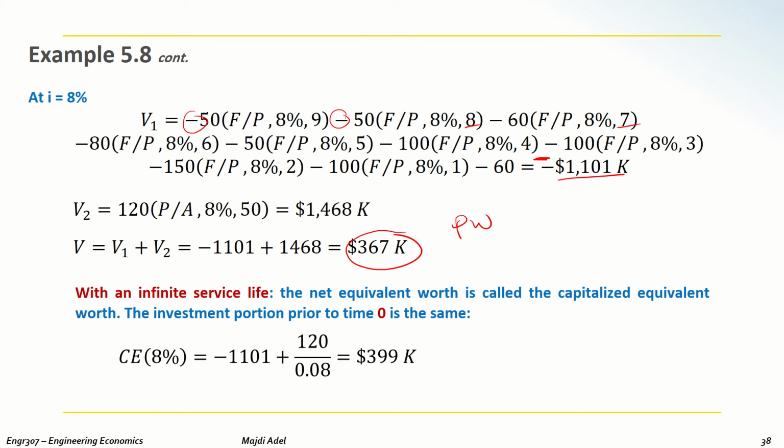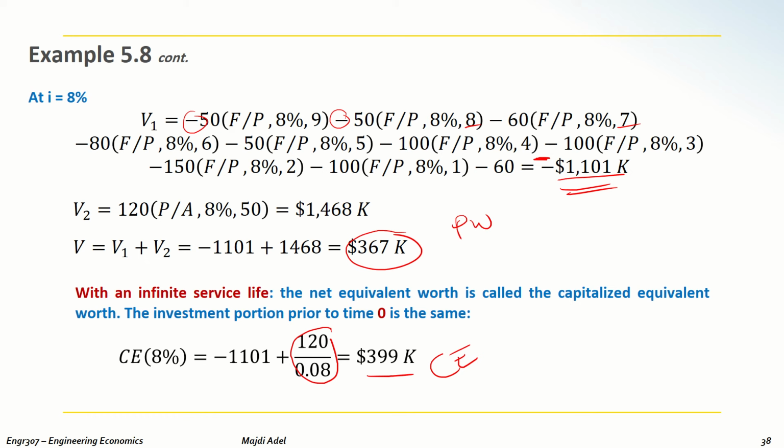Now if you are going to use the capitalized equivalent method, CE at 8%, V1 will basically remain the same, and we will apply the formula for the $120,000. So minus $1,101,000 plus $120,000 divided by 0.08, the answer is $399,000. This is the capitalized equivalent, CE, assuming that the project life is practically infinite.